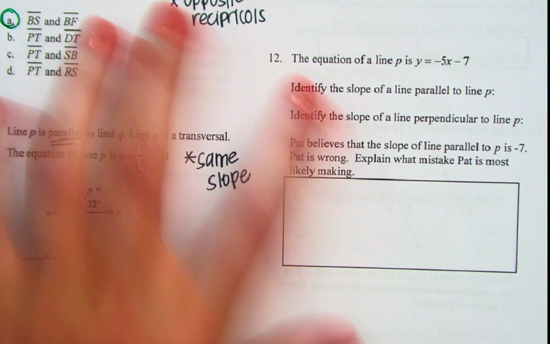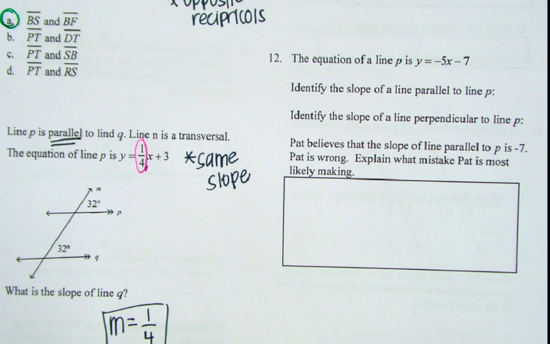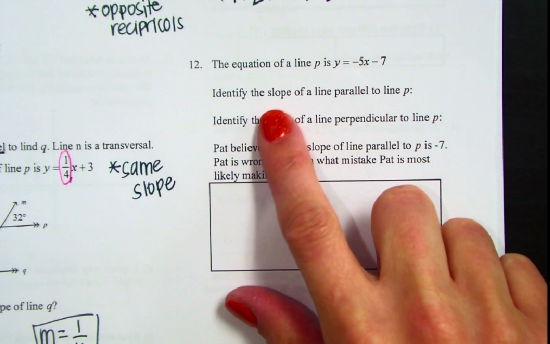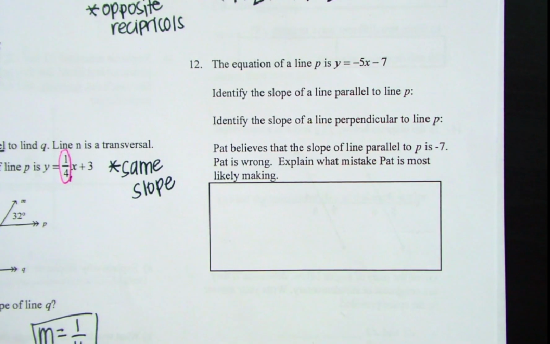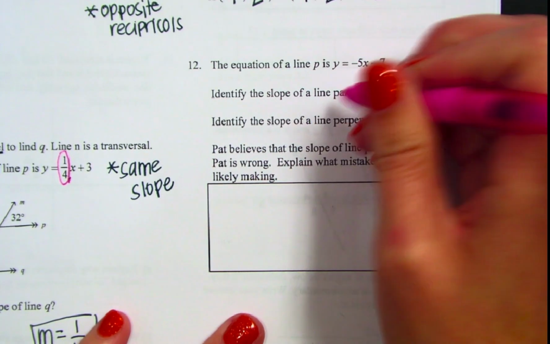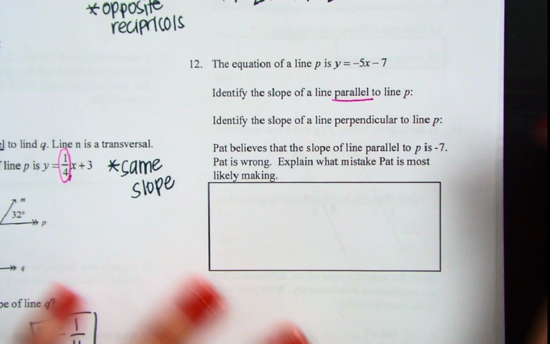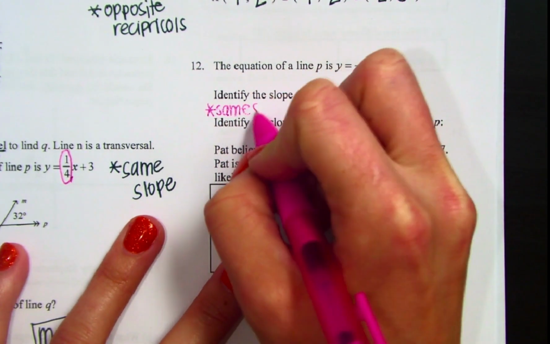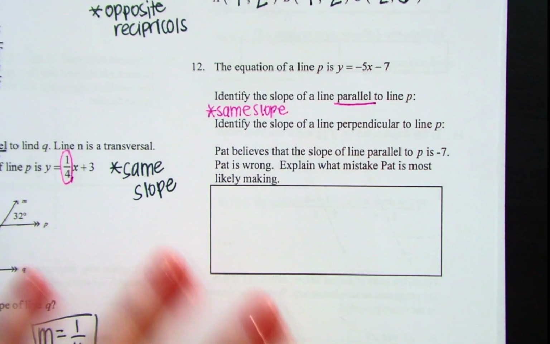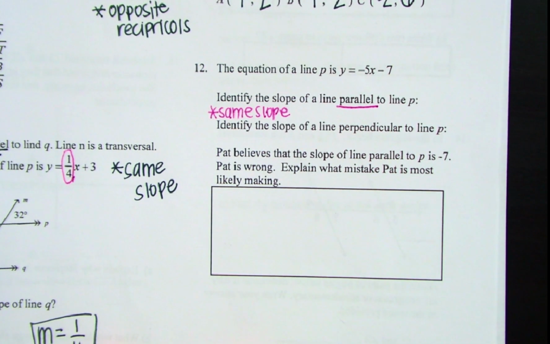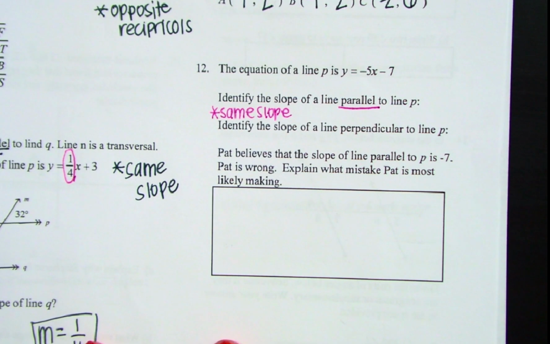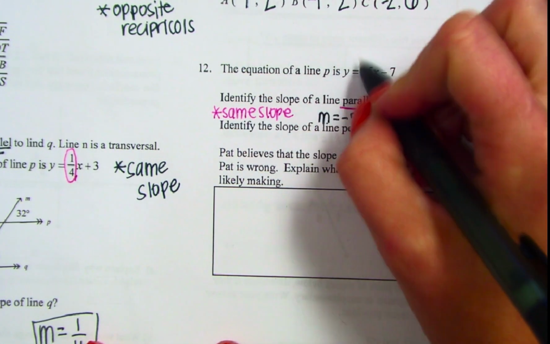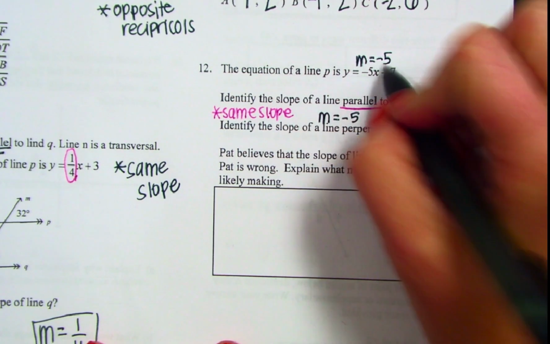Number 12, the equation of a line P is given y equals -5x minus 7. They want us to identify the slope of a line parallel to line P. Parallel means same slope. So a line parallel to P would have a slope of m equals -5. Since the slope of line P is -5, you're going to use the same slope.